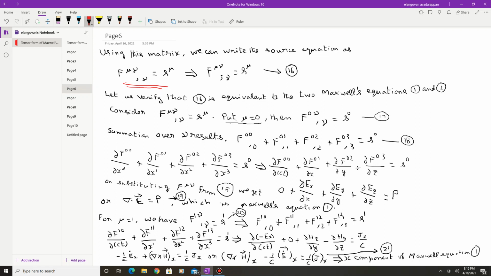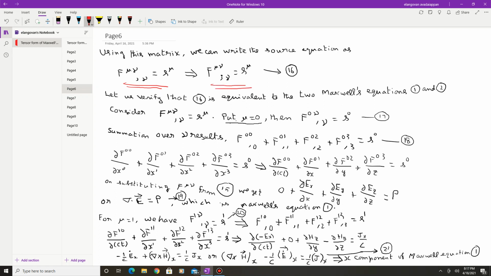If this is satisfied in the rectangular coordinate system, since the Christoffel symbols are 0 in the rectangular coordinate system, or in this space, which is a 4-dimensional relativistic space, we are dealing with the special theory of relativity, which is a Minkowski space. In that space, the Christoffel symbols are 0. Therefore, you can express F mu nu semicolon nu is equal to S nu.